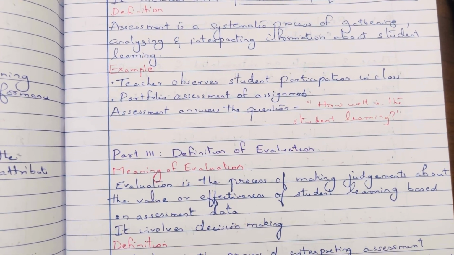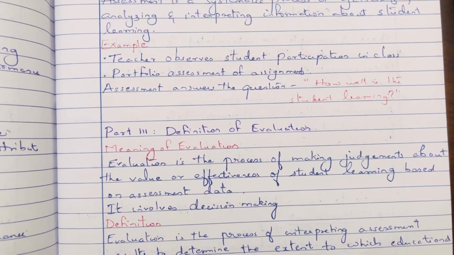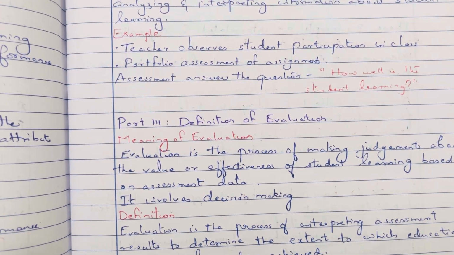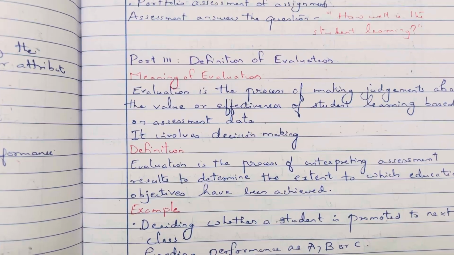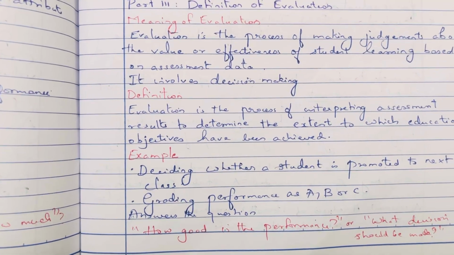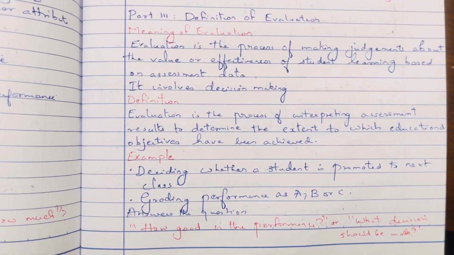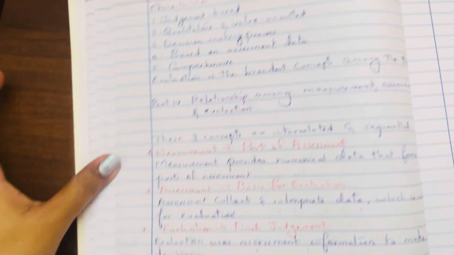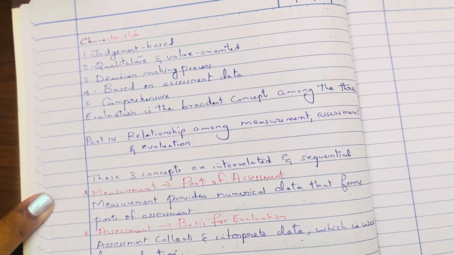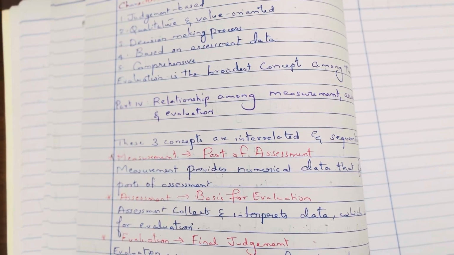Definition of evaluation: it is a process of making judgments about the value or effectiveness of student learning based on assessment data. It involves decision making. Example: deciding whether a student is promoted to the next class. It answers the question: how good is the performance, or what decision should be made. Characteristics: judgment based, qualitative or value-oriented decision-making process.